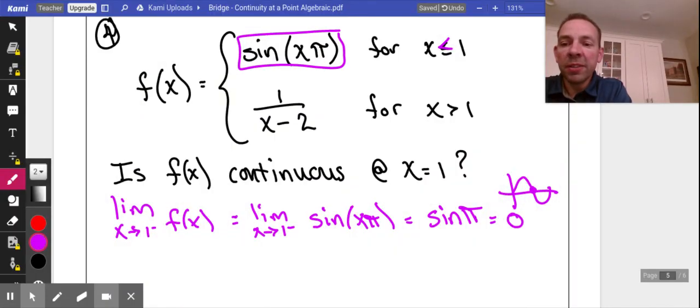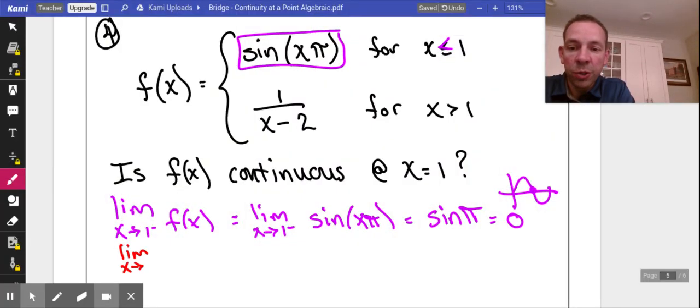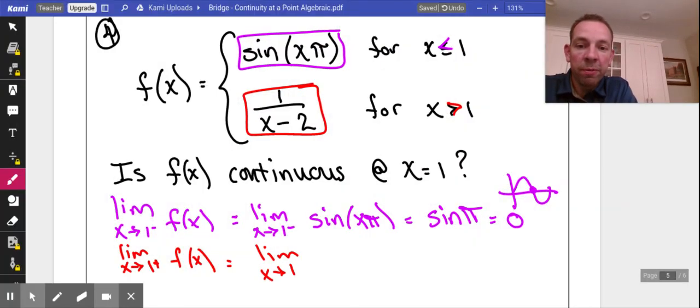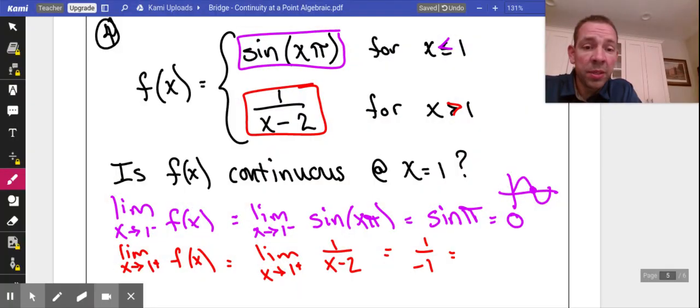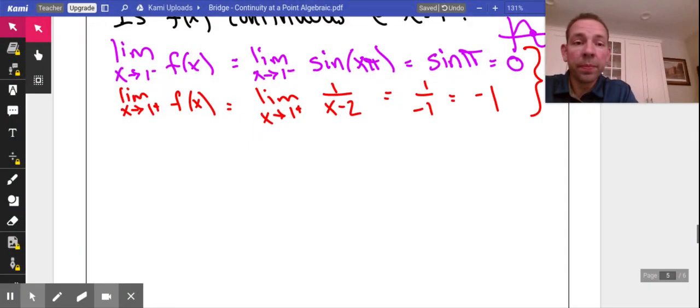Now, what if I come in and sneak in from the other side? I want to do the limit as x approaches 1 from the right-hand side. Now, right-hand side, we're looking for the greater than sign. So here's my active function. X approaches 1 from the right, 1 over x minus 2. Now, substitute that 1, and that just comes out to be -1 when you're all done. So we do not have a match. The general limit does not exist.